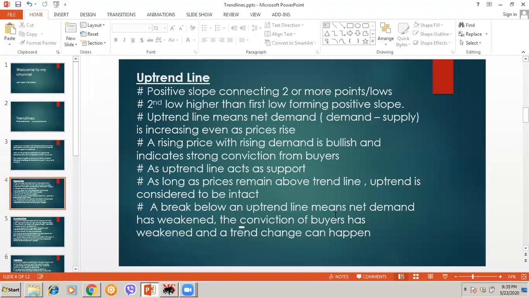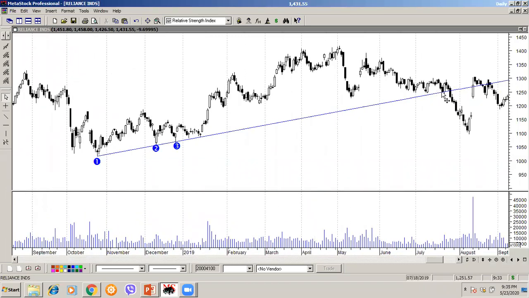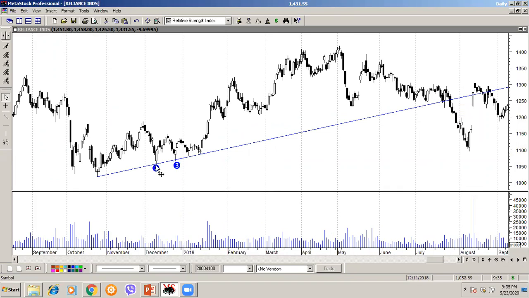A break below an uptrend line means net demand has weakened, conviction of buyers has weakened, trend change can happen. So this trend line, which is very strong, if I go in the future, this is where the trend line break happens. See, even when the first time the trend line was hit, then it broke down. So the buyers who were here lost conviction at this price and then Reliance fell. So this is the simplest example of an uptrend line. So once we do an uptrend line, let us come to the next point.